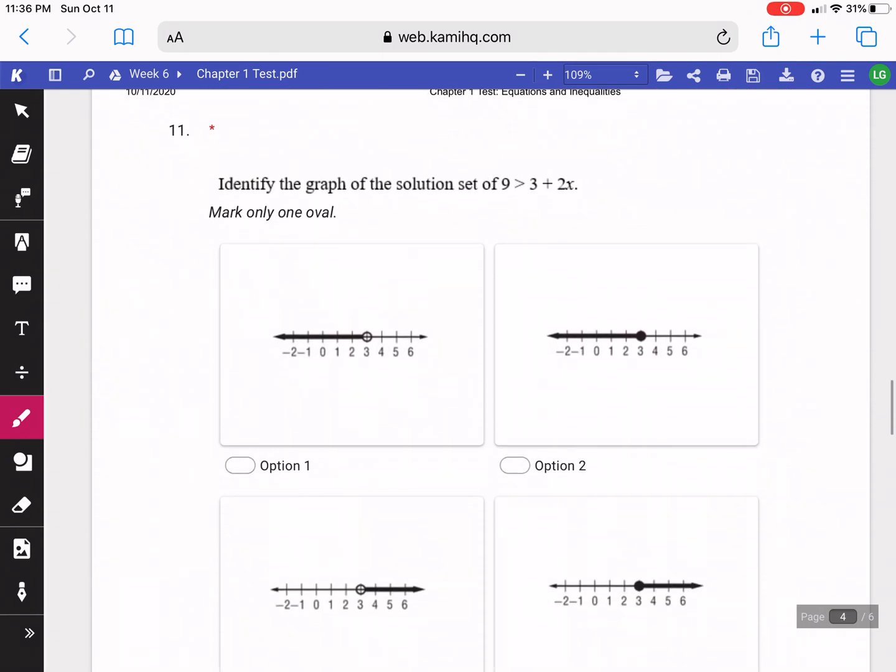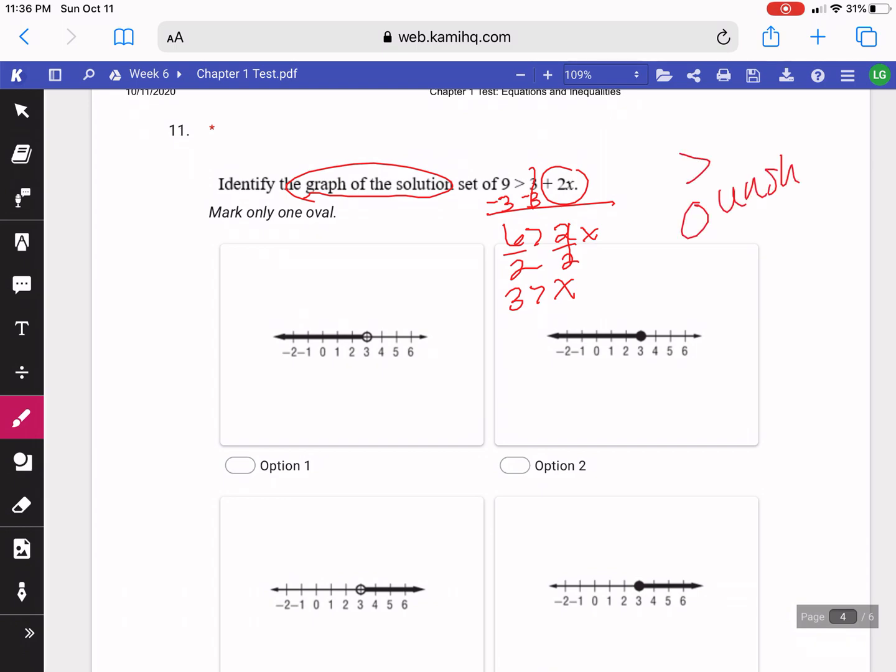The next question also checks your understanding of inequalities. So here, we're going to solve for x. So I'm going to start by getting rid of my 3. So I get 6 is greater than 2x, then I can divide by 2. And I get 3 is greater than x. And a lot of you saw, okay, if I have my greater than symbol, then my circle is going to be unshaded.